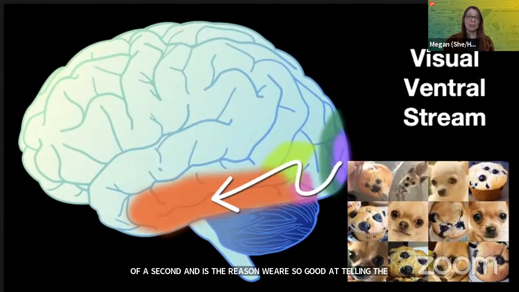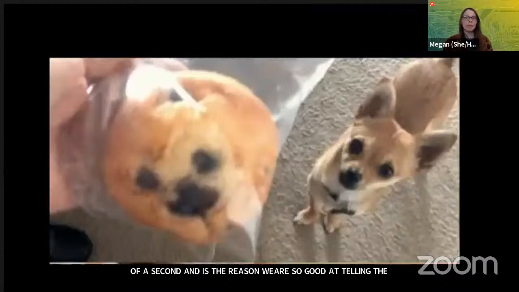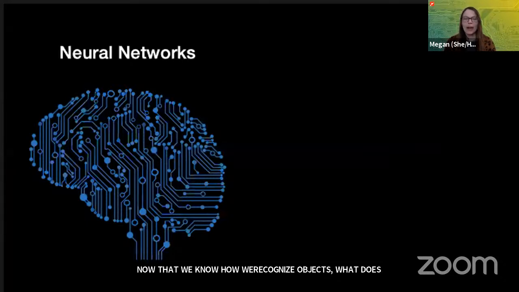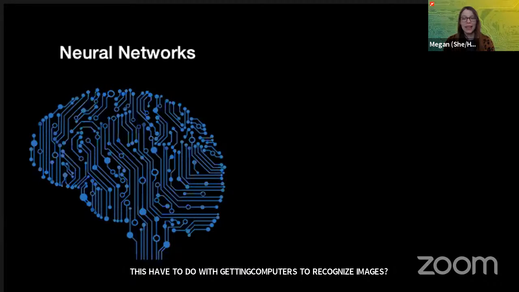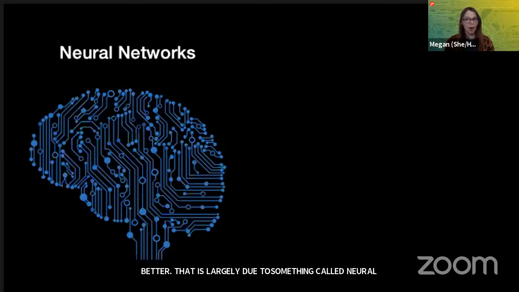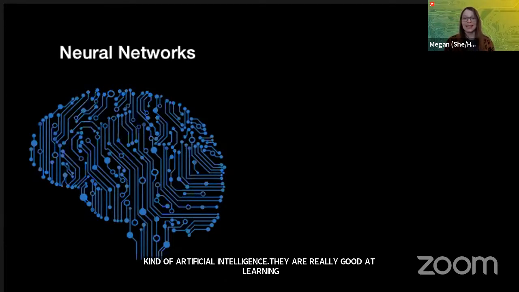All right, so now that we know how we recognize objects, what does this have to do with getting computers to recognize images? Because remember, they're pretty terrible at it, right? Well, just in the past 10 years or so, they've gotten quite a bit better. And that's largely due to something called neural networks. And neural networks are a special kind of artificial intelligence, or AI. And they're really good at learning by example to recognize patterns and solve problems. And as you might have guessed from the name, neural networks are sort of based on how our brains approach this pattern or object recognition process.